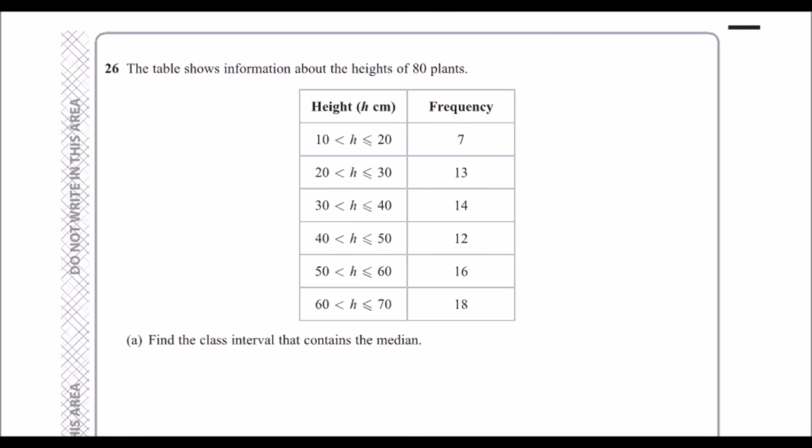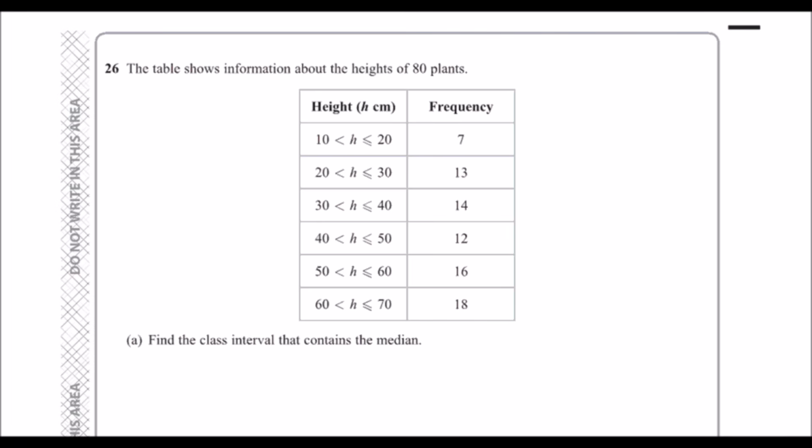Question 26. The table shows information about the heights of 80 plants. So we've got a table, we've got 7 plants between 10 and 20 centimeters, 13 plants between 20 and 30 centimeters, and so on.